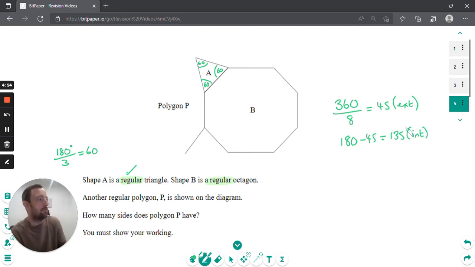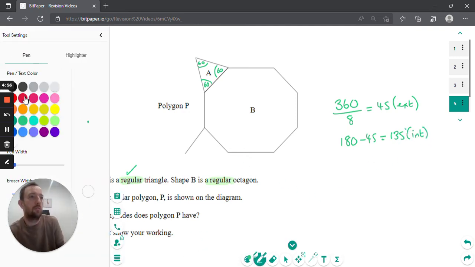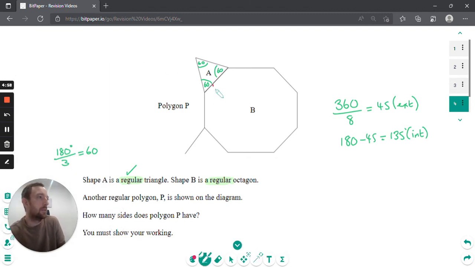That's 135. So if I just pop that in, this is 135, this is 135, etc., all the way around the shape. Okay, then it says another regular polygon, P, is shown on the diagram. How many sides does it have?